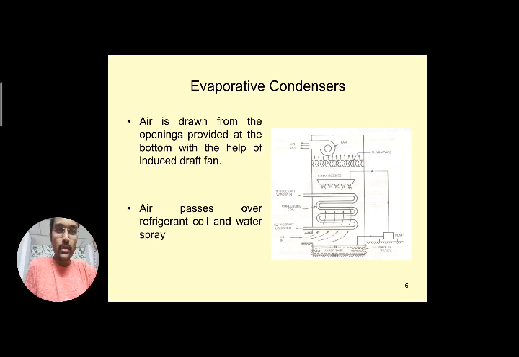So here are the points you can read out now. Air is drawn from the openings provided at the bottom with the help of an induced draught fan. Now how the air comes inside the section is also one reason. The fan provided at the top is a draught fan, and whenever it is rotating, it sucks the air from the vent, or the passage provided at the bottom. Now air passes over the refrigerant coil and water spray. It may contact the water spray as well as the refrigerant coils.